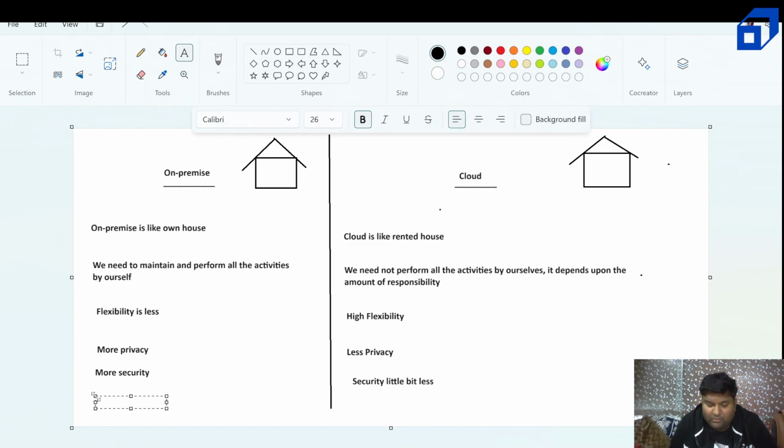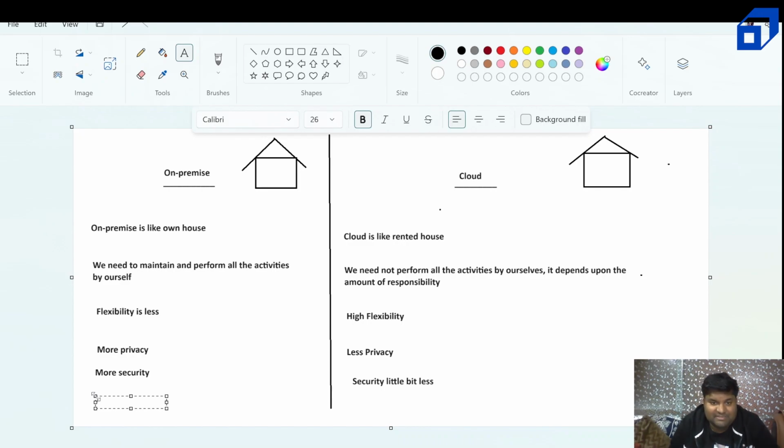So in an own house, or on-premise, you need to take care of everything. But in cloud, some responsibilities are given to the third-party company like Azure, Amazon, Google. They have their own clouds. Google has GCP, Amazon has AWS, and Azure is from Microsoft, right?